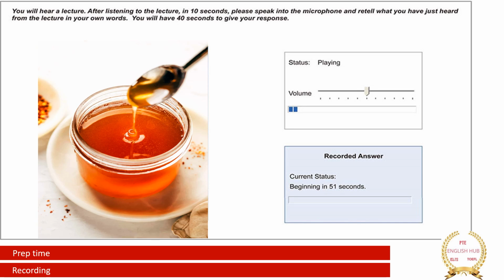Wow, those are some impressive benefits. How do you use honey in your recipes? Honey can be used in both sweet and savory dishes to add a unique flavor and a touch of sweetness. It pairs well with cheeses, fruits, nuts, and spices. I use honey in salad dressings, marinades, glazes, and desserts.